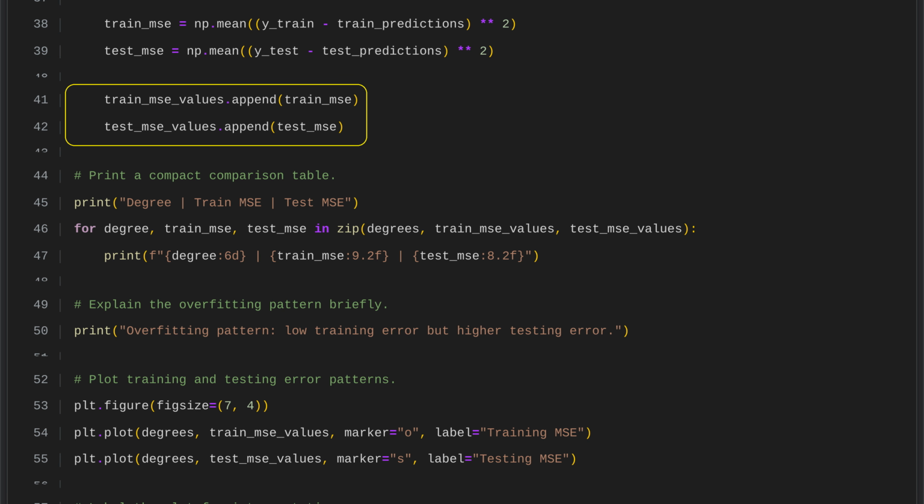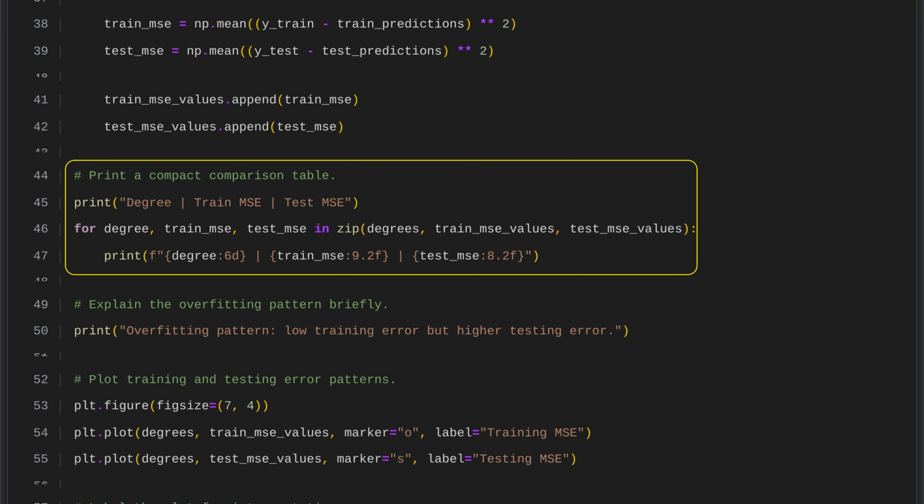The code records the training and testing mean squared errors for each polynomial degree. Tracking both values shows how well the model fits the training data and how well it performs on unseen data. Comparing them helps reveal overfitting when training error is low but testing error is high.